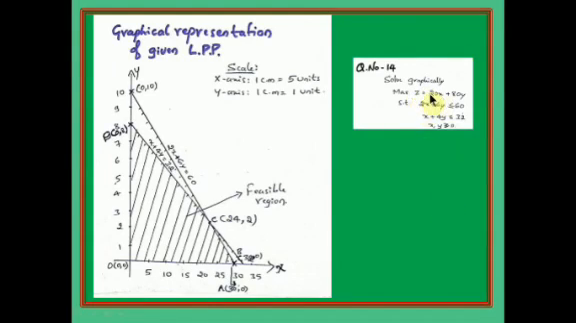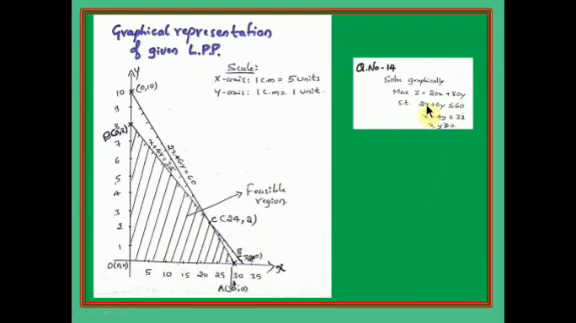Z equal to 20x plus 80y was given. Look at the cursor towards the right side. For your reference, the question has been given. Subject to 2x plus 6y less than or equal to 60. Once we consider it as equal to 60, 2x plus 6y is equal to 60.